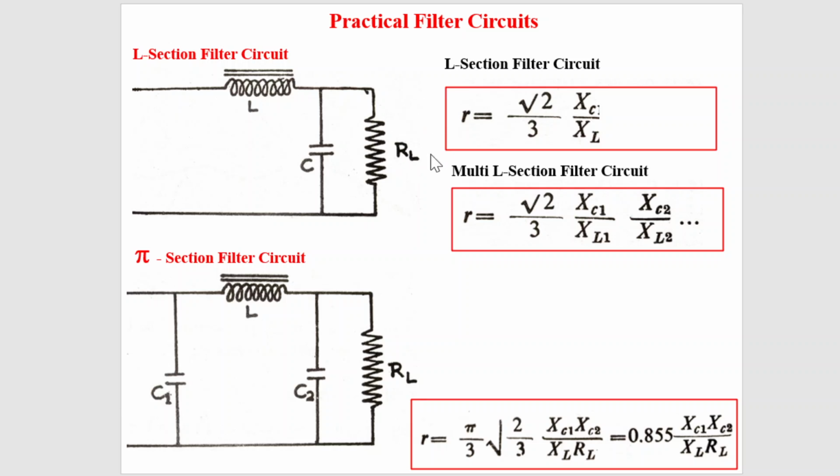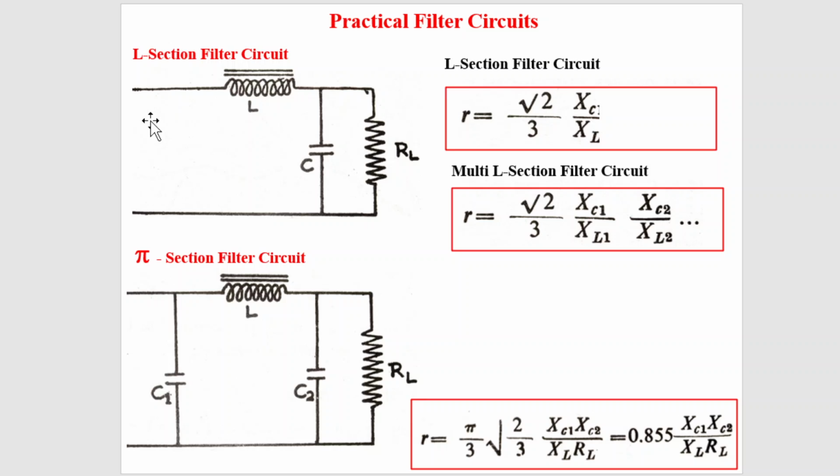So the variations in the L section filter circuit can be measured. The ripple factor r is equal to root 2 divided by 3 times the reactance offered by the capacitance divided by the reactance offered by the inductor, so that is Xc upon Xl. This formula is valid when we are using a single L section. Here we are using only one inductor, one capacitance, one L shape.